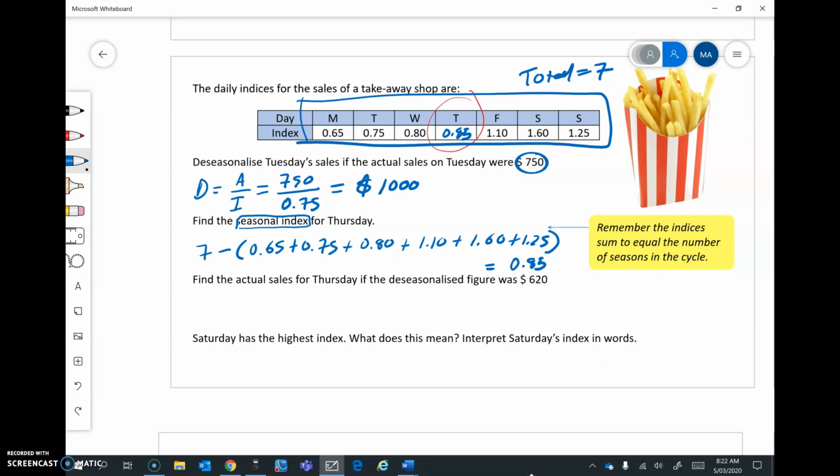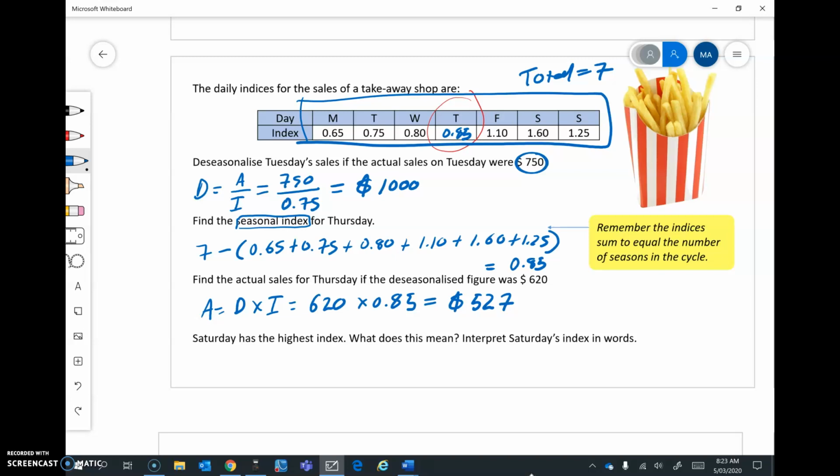Okay, I'm going to try it now. Actual is equal to the deseasonalised figure multiplied by the index. The deseasonalised figure is 620. The index is 0.85. So 620 times 0.85 is 527. Now, the last one is a worded answer. Saturday has the highest index. What does this mean? Interpret Saturday's index in words.